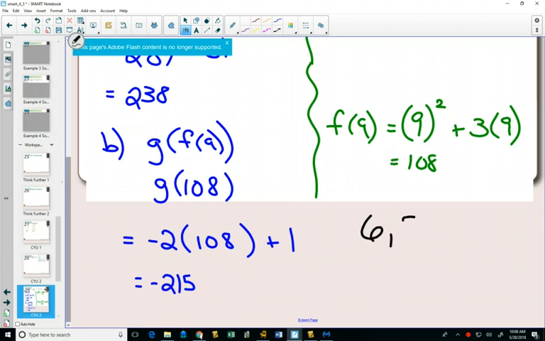Questions for practice? Try 6, 8, and 9.